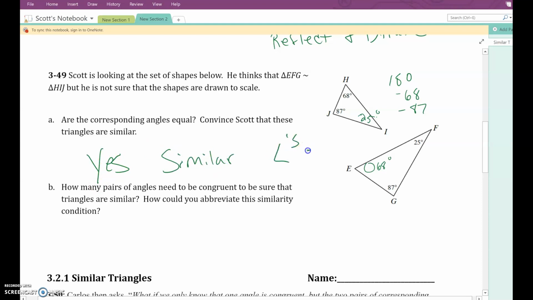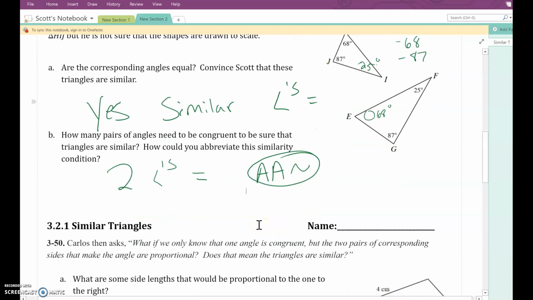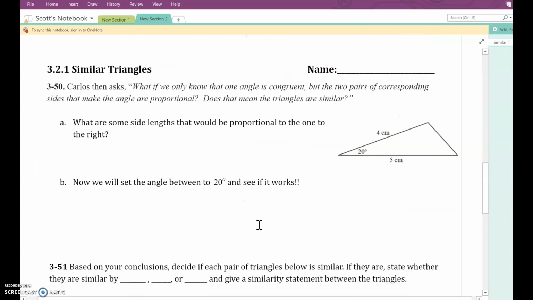The angles are equal. How many pairs do you need to be congruent? How could you abbreviate this? So really, if I have just two angles equal, I'm good to go, because if two are equal, that means the third one has to be as well. So if two angles are equal, I'm going to call this now angle similarity. I now no longer need to know anything about the sides or proportions. As long as two angles line up, these things are going to be similar.